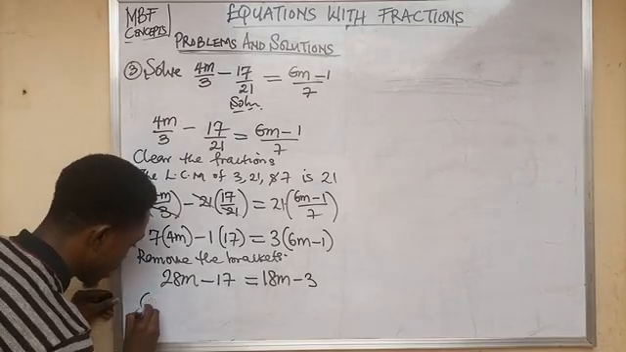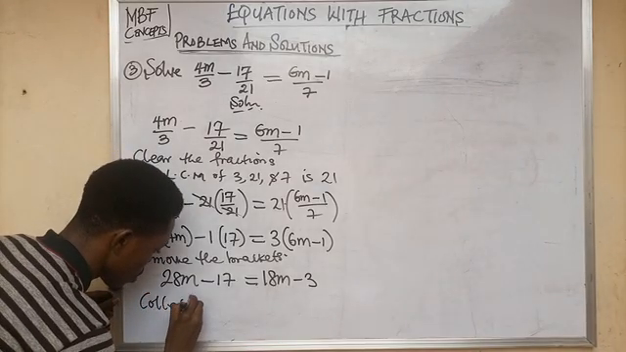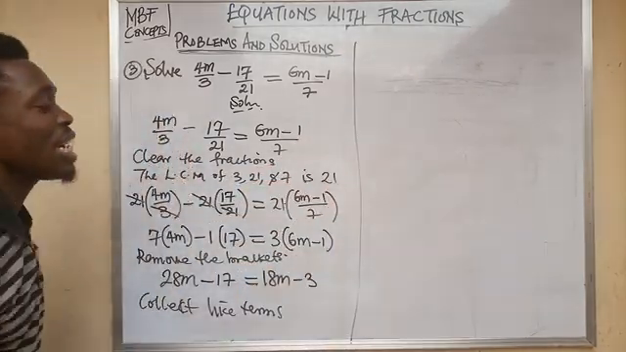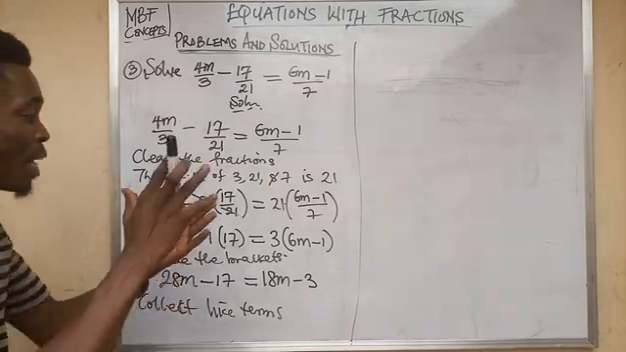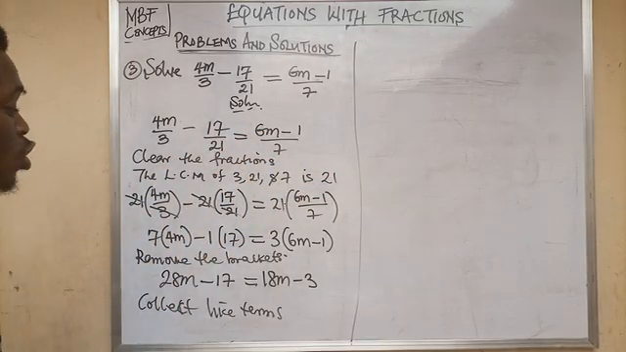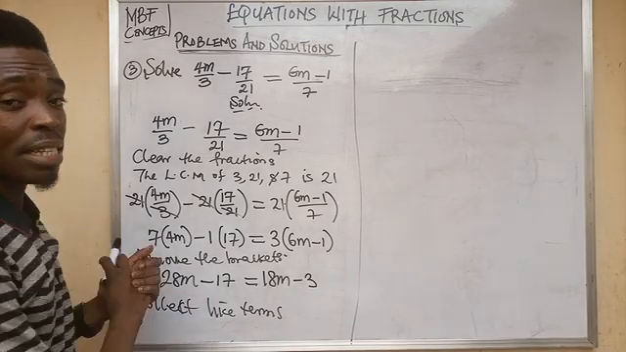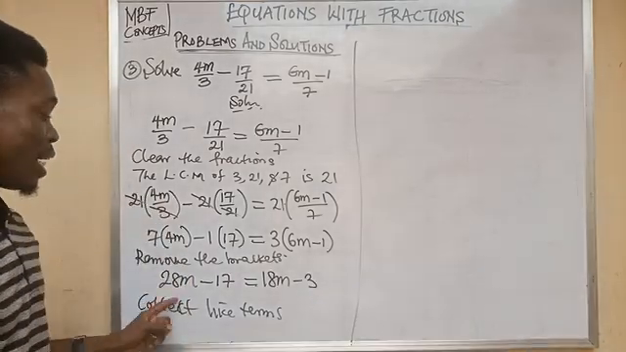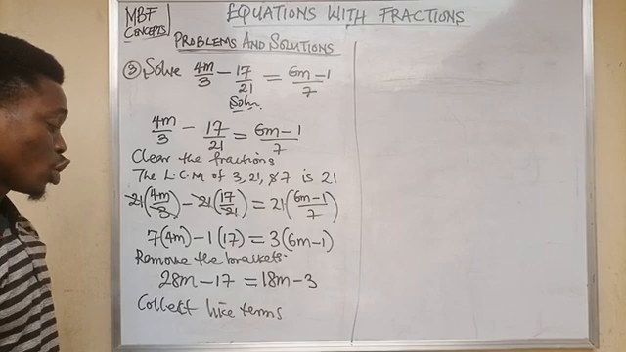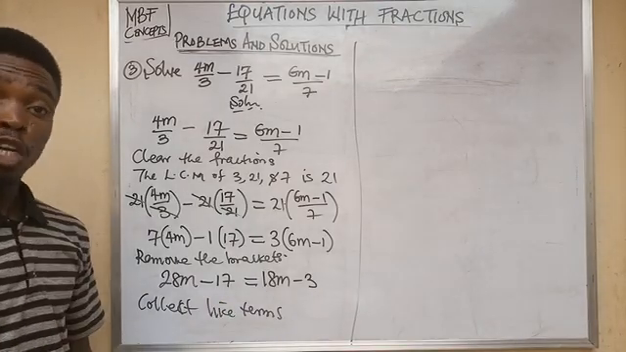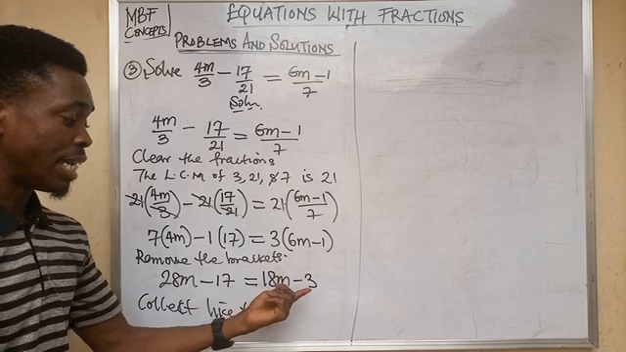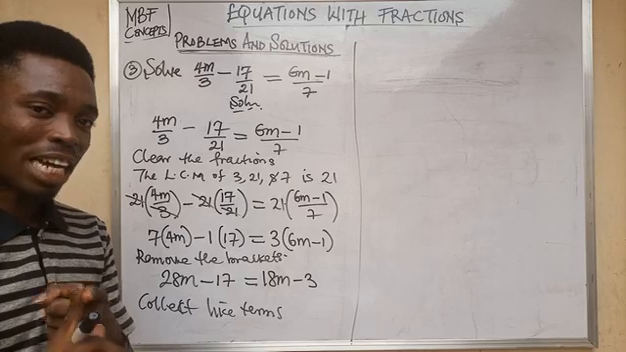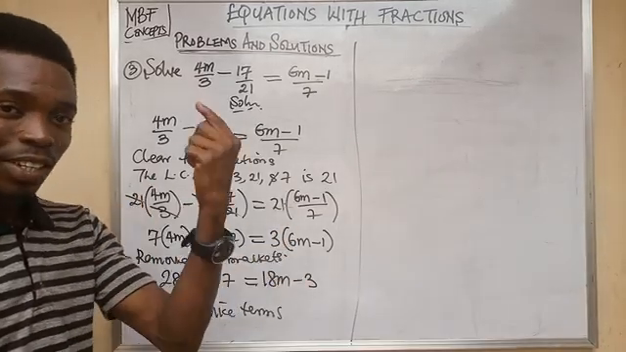So collect like terms. Now guys, to collect like terms, what do we do? All we simply do here to collect like terms is to arrange all the variables at the left hand side and arrange all the constants to the right hand side. It's as simple as that. So what are the variables here? 28m and 18m. 28m is already rightly positioned, 18m is wrongly positioned. Understand that we are only moving 18m from the right hand side to the left hand side, and the sign must change in as much as it is crossing from one end to the other end.